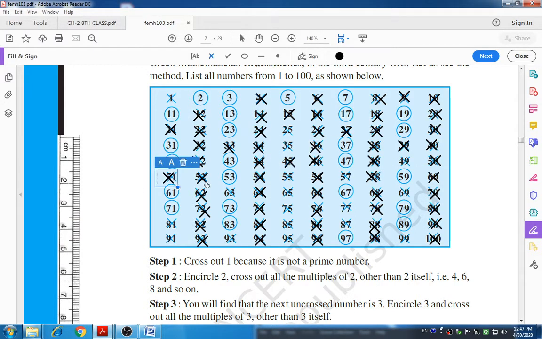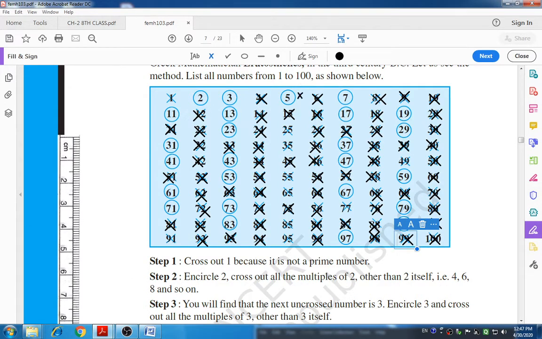then 51, then 54, 57, then 60, then 63, then 66, and afterwards 69 which is a multiple of 3, then 72, then 75, then 78 already cancelled, then 81, then 84, then 87, then 90, afterwards 93, then 96, then 99. Also I have cancelled the multiples of 3.